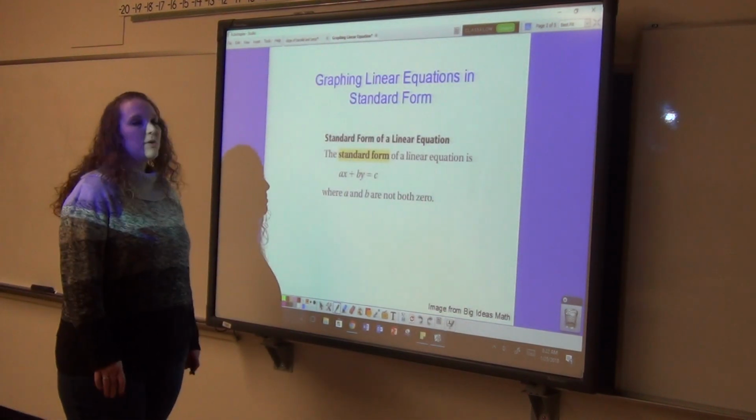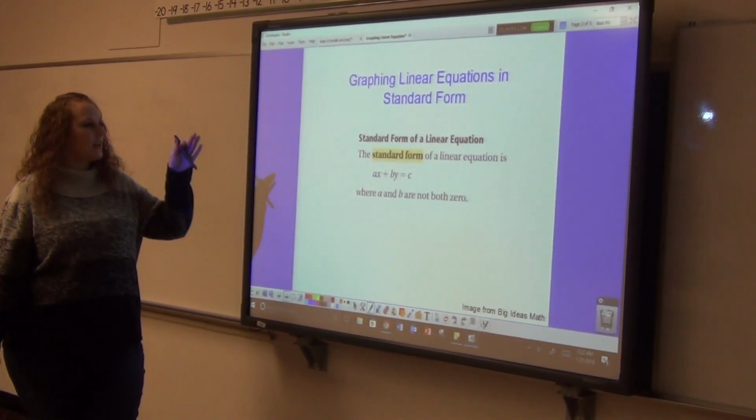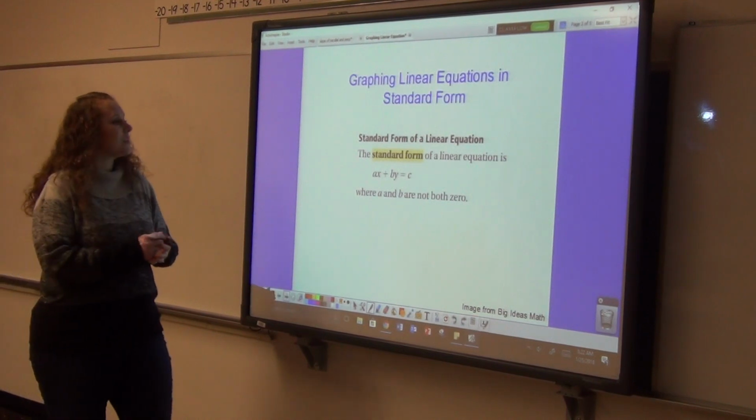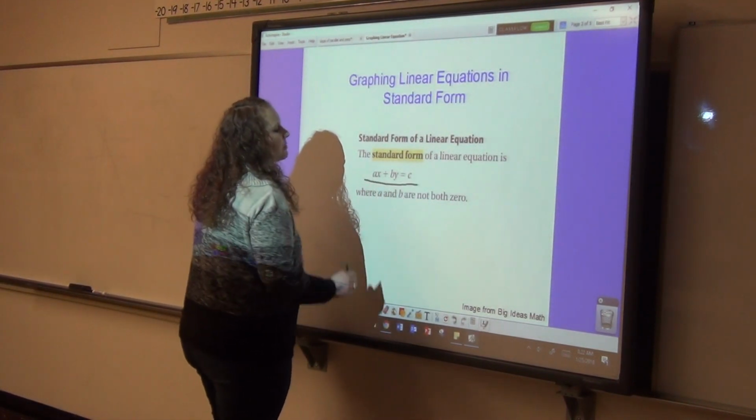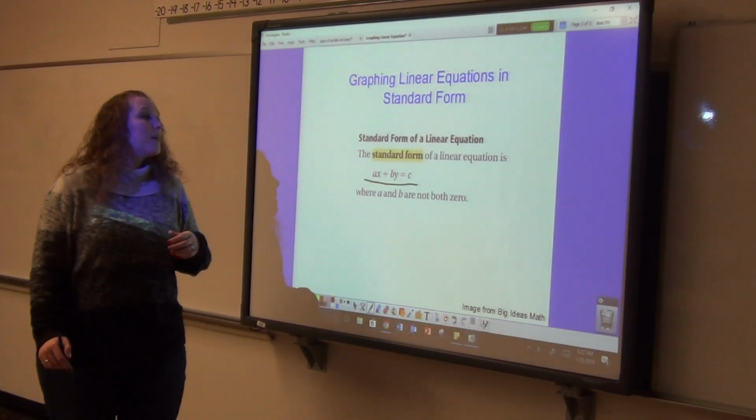Alright, standard form is just when you see a coefficient multiplying your x and a coefficient multiplying your y, added together, equals c. You can see that right here, ax plus by equals c. A and b cannot both be 0, but one of them can.